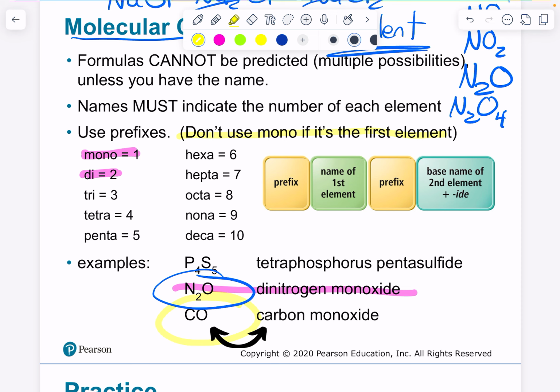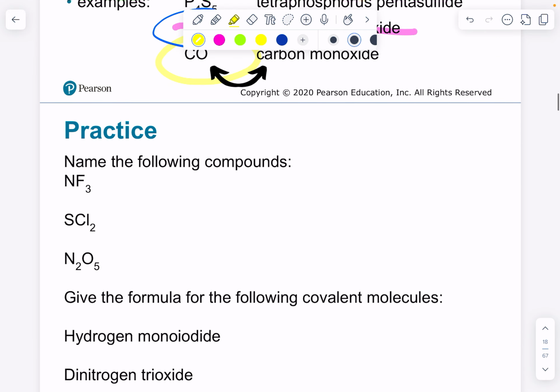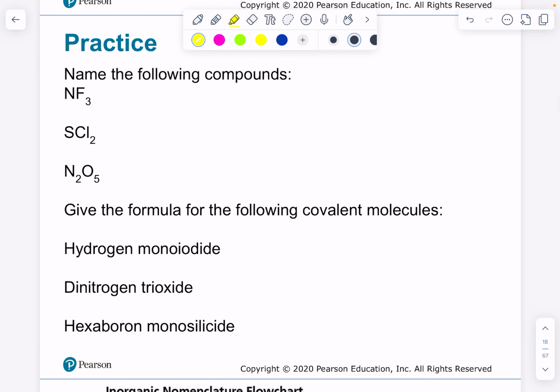That literally is everything about molecular compounds. That's why they're so much nicer to name, because you just use the prefixes and you change the ending to "ide." That's literally it. There's nothing more complicated. Okay, so go ahead and pause the video, practice naming those first three, and then practice determining the formula of the last three.